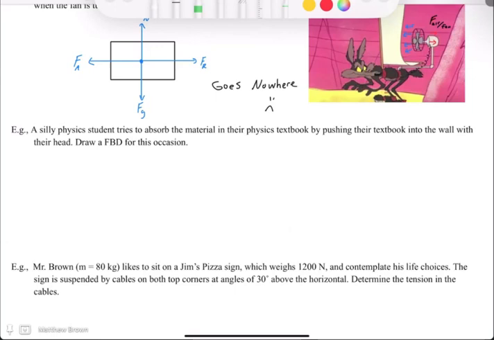So yeah, we could draw, again, I could draw a wall here. Usually we just use some sort of line and give it a little diagonal tick marks like that. And I'll draw that. Here's our textbook.